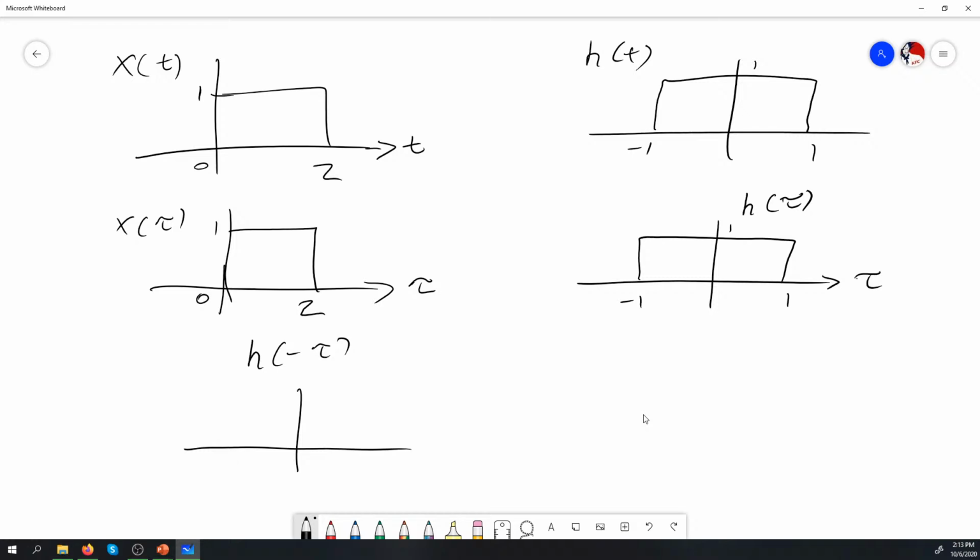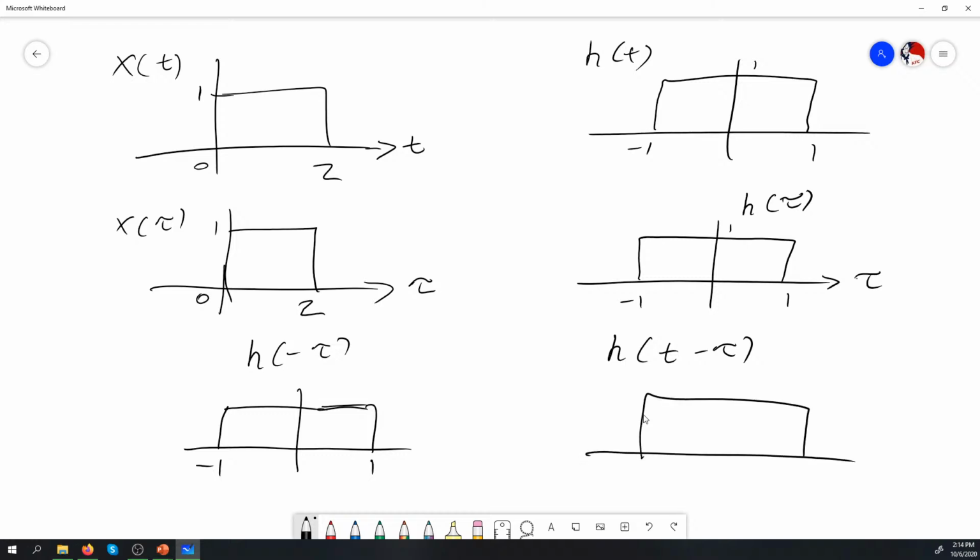It's like we just flip the entire signal, but because it's symmetrical about the 0 point on the x-axis, we just end up with the same signal accordingly. And then when we put this as h of t minus tau, we just add t to where we had our x-intercepts on the x-axis. So where we had 1 here, this now becomes t plus 1, and where we had -1 here, this becomes t minus 1.